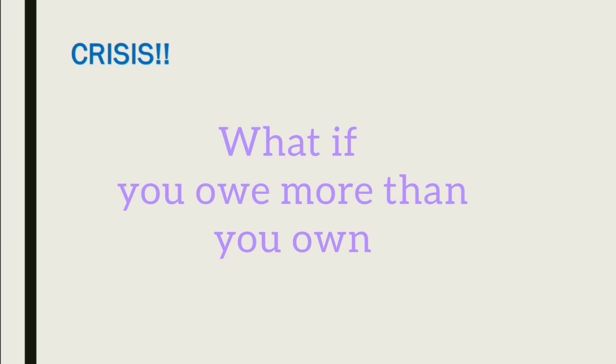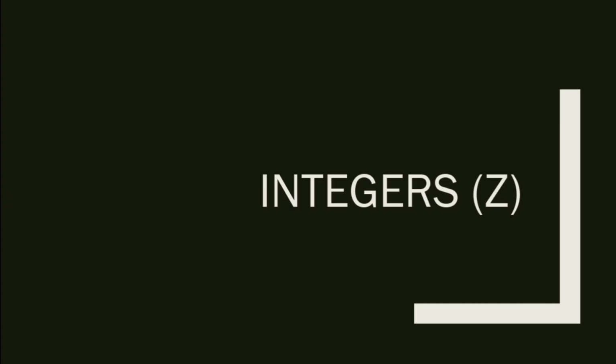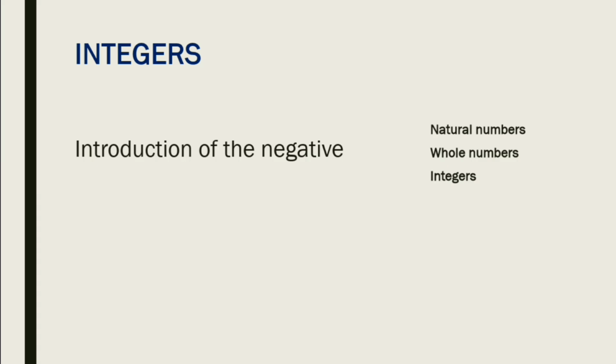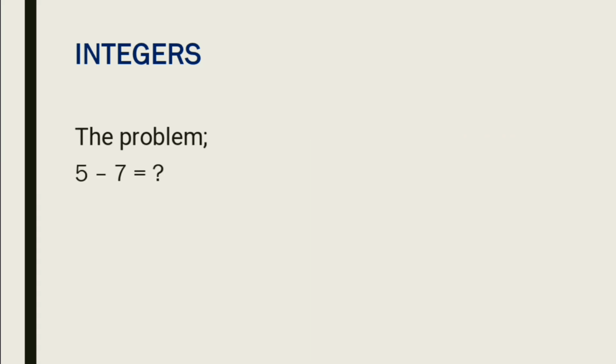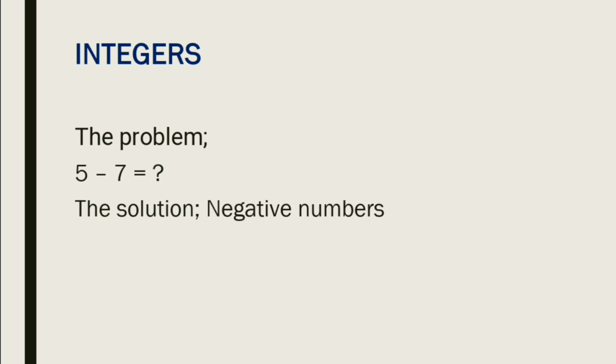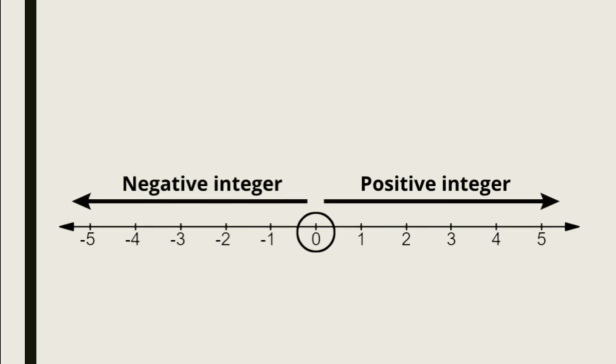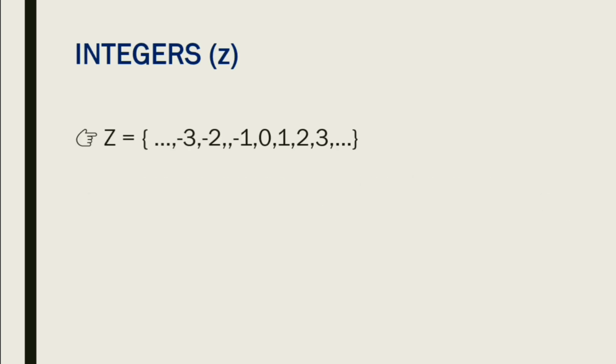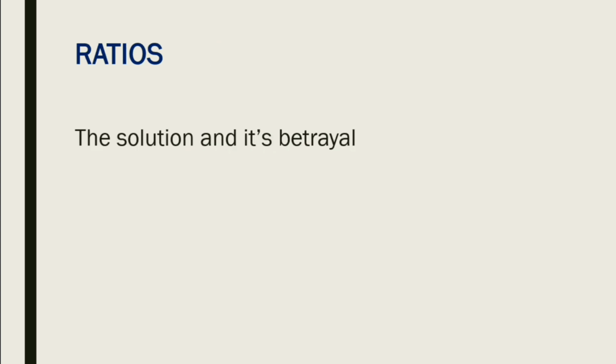The crisis that came: what if you owe more than you own? What if you are demanded more than what you have? Then that introduced integers. The problem was to be answered by the introduction of negatives. The problem, for example, 5 minus 7. The solution was the introduction of negative numbers, as you can visualize on the number line extending left of 0. Integers can be denoted as Z, as you can see.